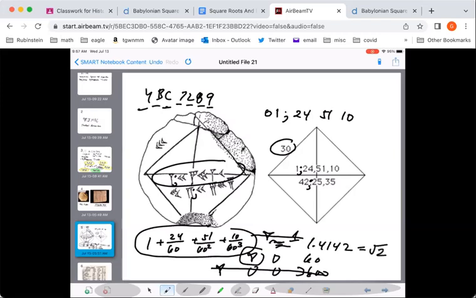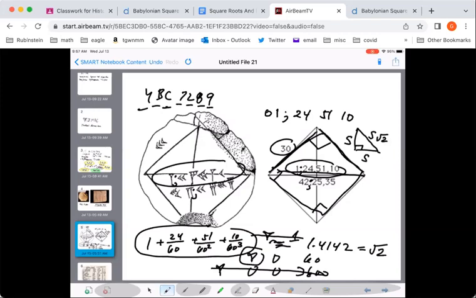So on their tablet, this 1;24,51,10 must be the square root of 2. And this diamond is, yes, a diamond, but it's also a square, which makes this triangle a 45-45-90 right triangle. And in a 45-45-90 right triangle, the relationship between the two sides and the hypotenuse is s square root 2. So anyone have a suspicion about what 42;25,35 is?